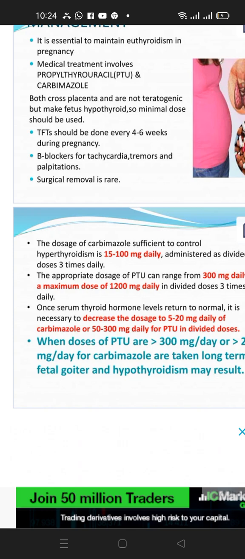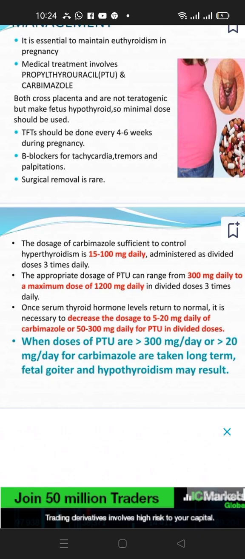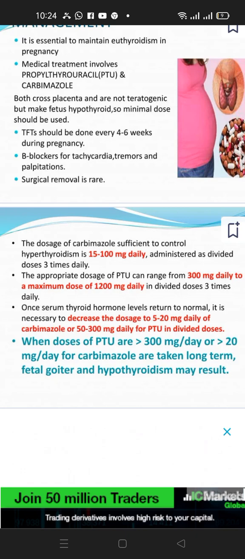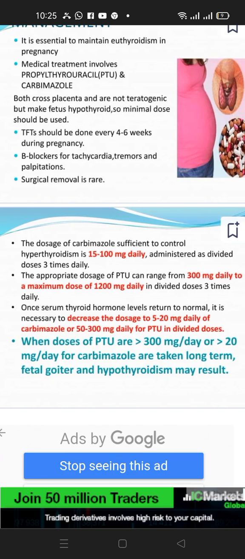Regarding the dose of carbimazole, the dose is 15 to 100 milligrams daily, administered in 3 divided doses. And the dose of propylthiouracil can range from 300 milligrams daily to a maximum of 1200 milligrams daily in 3 divided doses. Once the serum thyroid levels return to normal, it is necessary to decrease the dosage. When doses of propylthiouracil are more than 300 milligrams per day, or more than 20 milligrams per day for carbimazole, taken long term, fetal goiter and hypothyroidism may result.